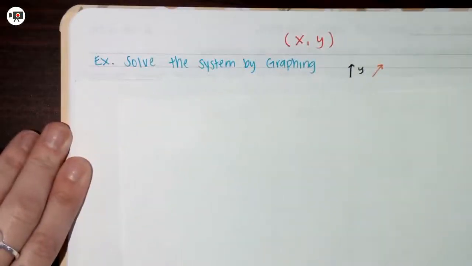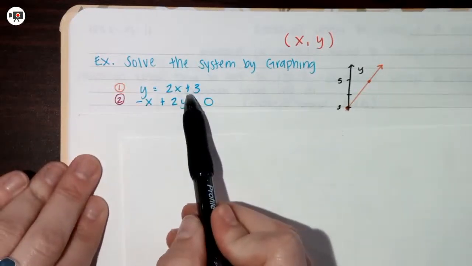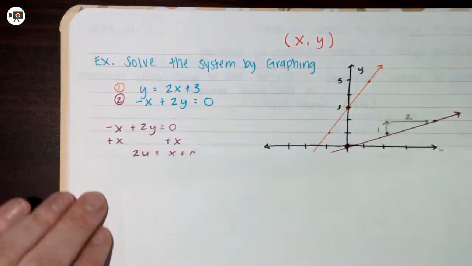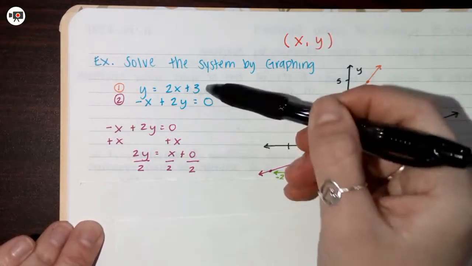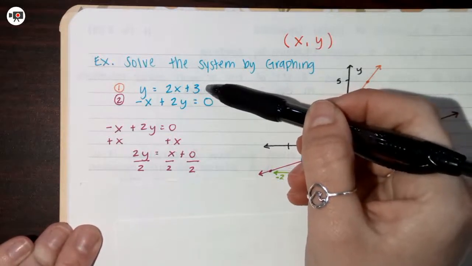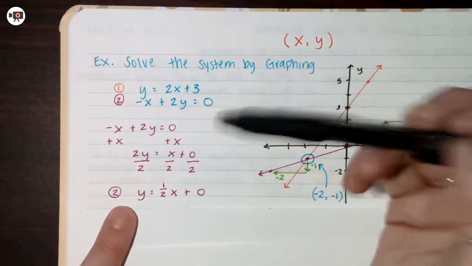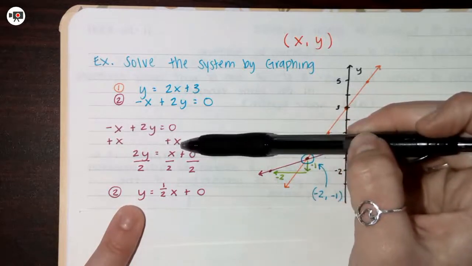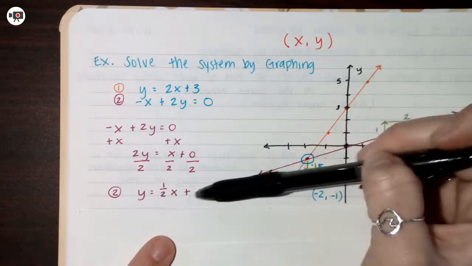So let's try one more. We're going to solve this system by graphing. y equals 2x plus 3 and negative x plus 2y equals 0. So I want both of my equations here to be in y equals mx plus b. That's slope-intercept form. It's the easiest to graph from. So to do that, I need to have y by itself. So I will move my x over, so I add x to each side, and then divide everybody by 2, and y equals 1/2 x plus 0.